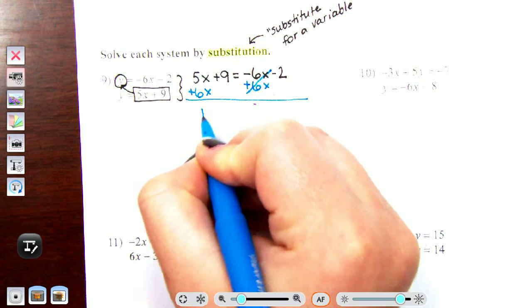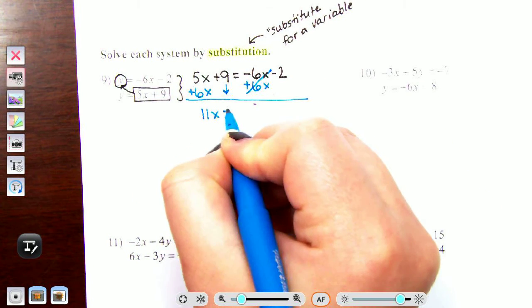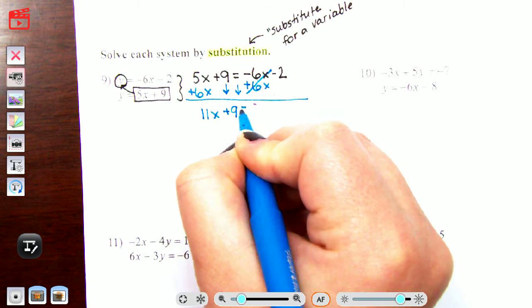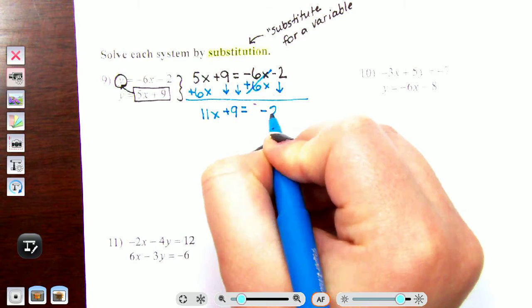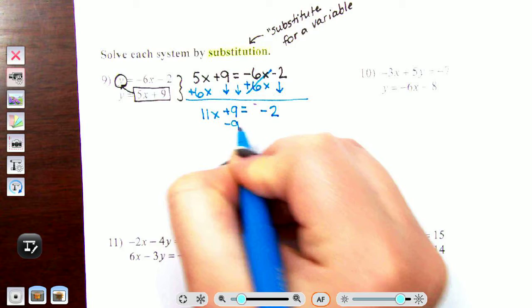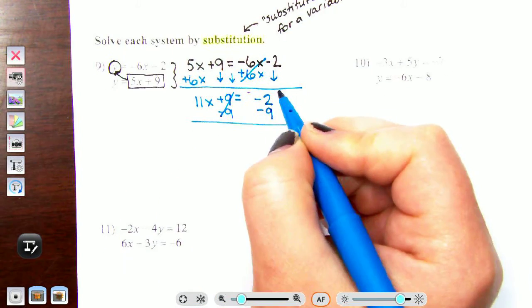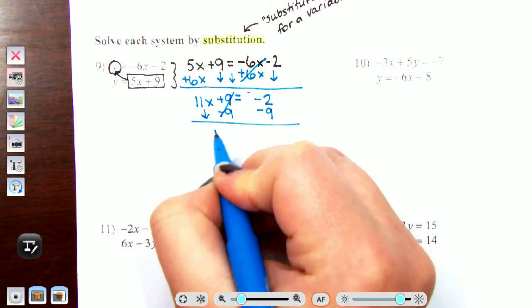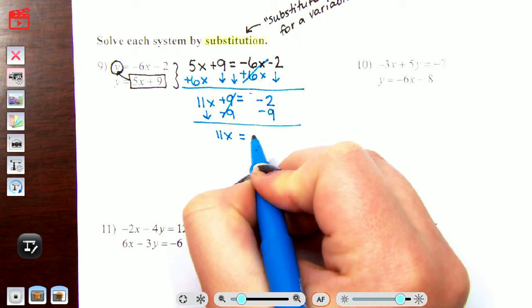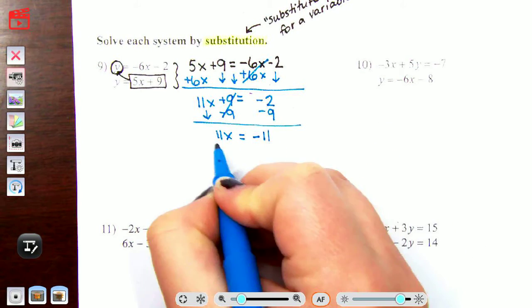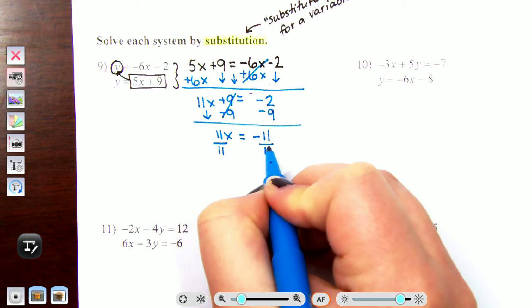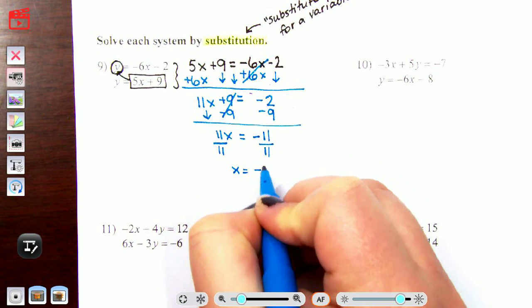So this is 11x. I'm going to bring down my plus 9, bring down my equals, and bring down my negative 2. I'm going to subtract 9 both sides. My 9's are equal to 0. Bring down 11x is equal to, this is negative 11. Divide by 11 both sides. X is equal to negative 1.